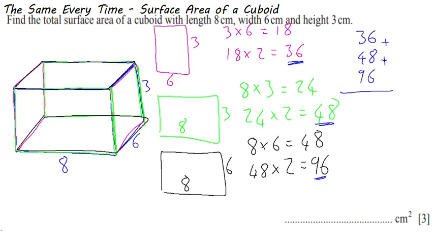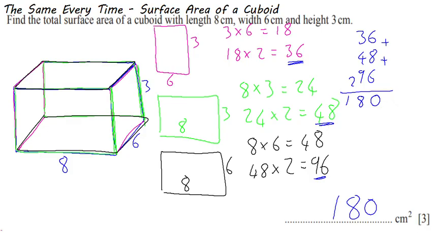6 plus 8, 14, plus the other 6 gives us 20, so 0 there, carry the 2. 3 plus 4, 7, plus the 9 gives you 16, plus the 2 gives you 18, so 180 centimeters cubed is our final answer.